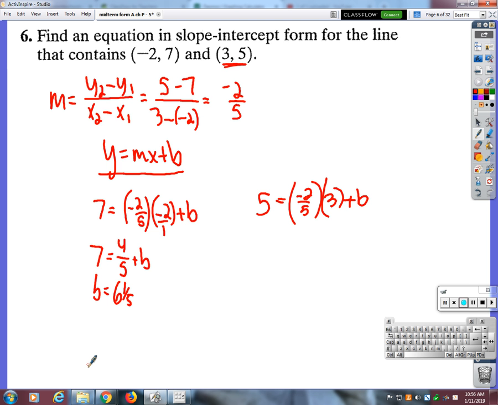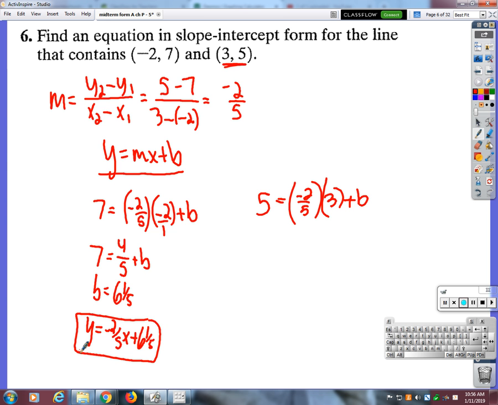Okay, so we figured out the slope is negative 2/5. We figured out the y-intercept is 6 1/5. So that means the equation for the line is y equals negative 2/5 x plus 6 1/5.